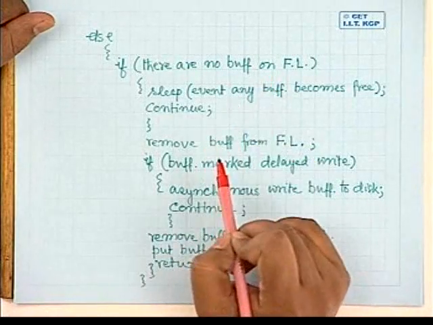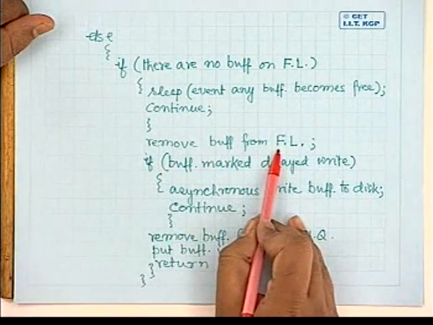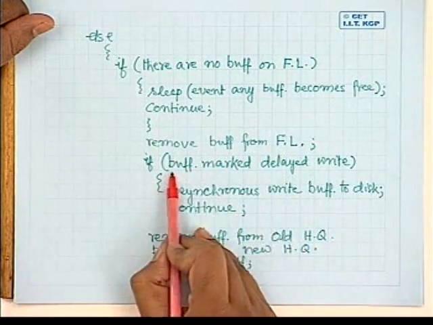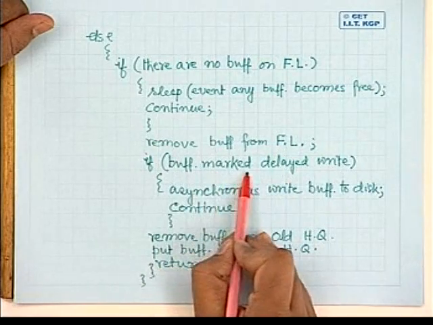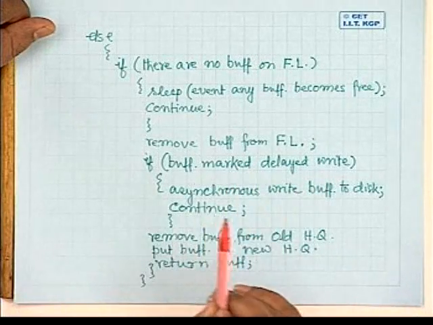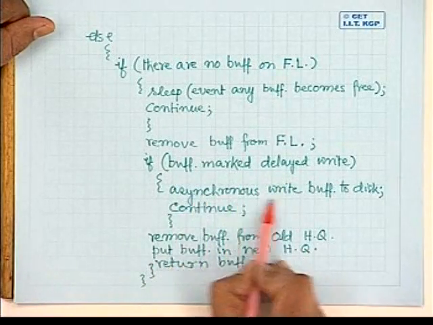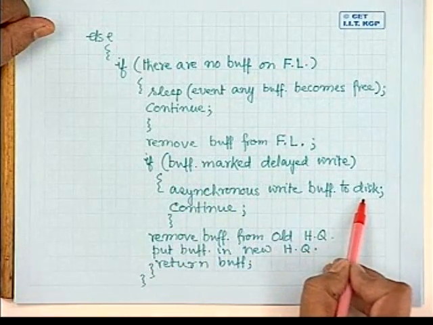And if there is a buffer on the free list, then a buffer will be taken from the head of the free list. That particular buffer will be removed from the free list. Then we have to check whether the buffer has been marked as delayed write or not. If the buffer is marked as delayed write, then obviously this buffer cannot be overwritten by a new block of data until the content of the buffer is saved onto disk. So if the buffer is marked as delayed write, an asynchronous write of the buffer to disk is initiated.